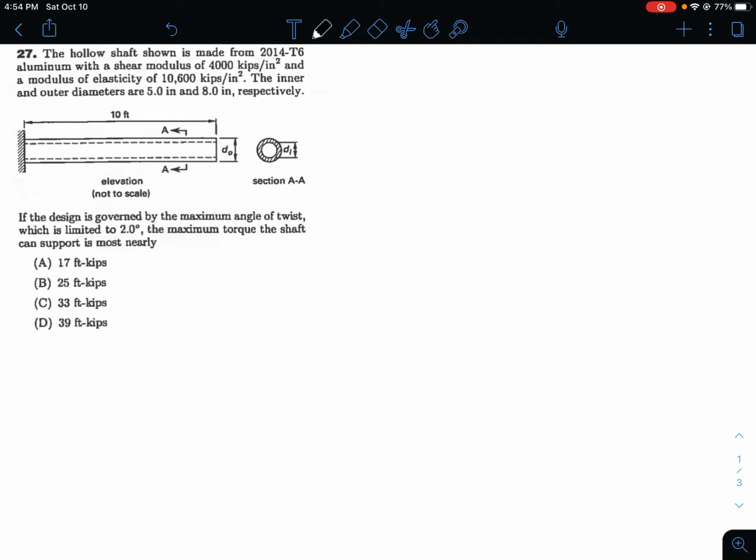It says in the problem statement, the hollow shaft shown is made from 2014-T6 aluminum with a shear modulus of 4,000 kips per square inch and a modulus of elasticity of 10,600 kips per square inch. The inner and outer diameters are 5 inches and 8 inches, respectively.